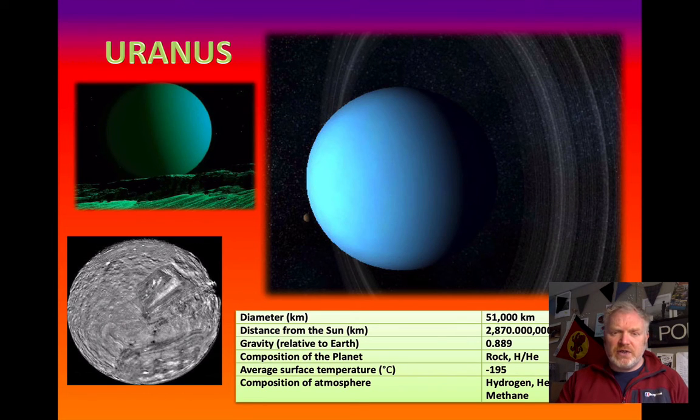Out now as far as Uranus, a diameter of 51,000 kilometres. We're now 2,870,000,000 kilometres away from the Sun. Its gravity relative to Earth is 0.889. Composition again, rock and hydrogen helium. Notice how the inner planets and the outer planets have different compositions. Surface temperature is minus 195, and the atmosphere is hydrogen, helium and methane.